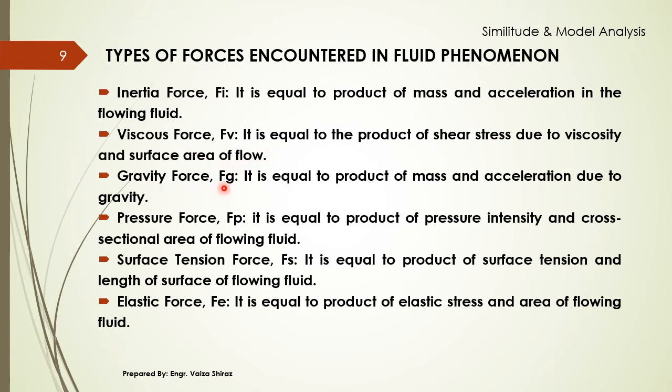Gravity force, Fg, is equal to the product of mass and acceleration due to gravity. Pressure force, Fp, is equal to the product of pressure intensity and cross-sectional area of the flowing fluid. Surface tension force, Fs, is equal to the product of surface tension and length of the surface of the flowing fluid. And the last one is elastic force, Fe. It is equal to the product of elastic stress and area of the flowing fluid.